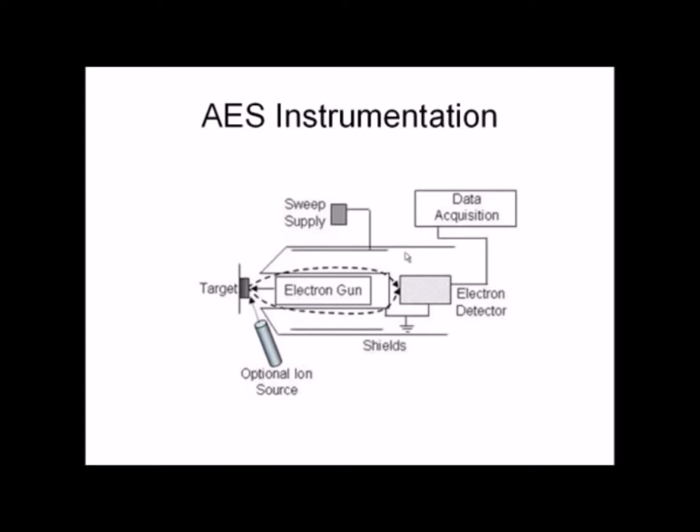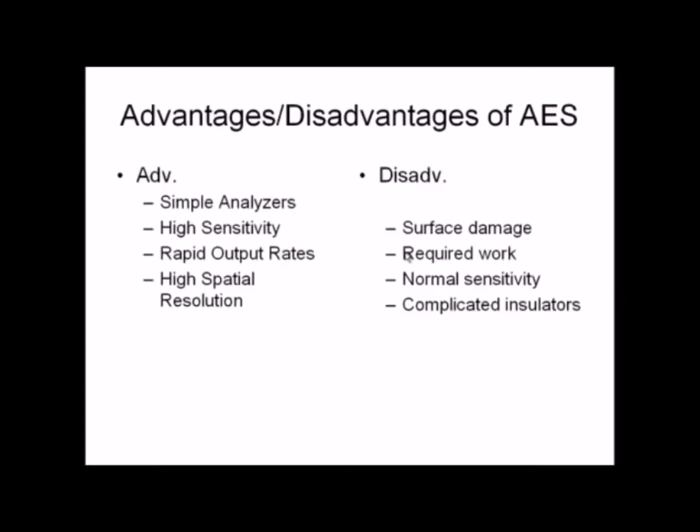This slide shows some advantages and disadvantages of Auger electron spectroscopy. The first advantage is that AES is becoming simpler to use. The analyzer has high sensitivity when chemical analyses are run.